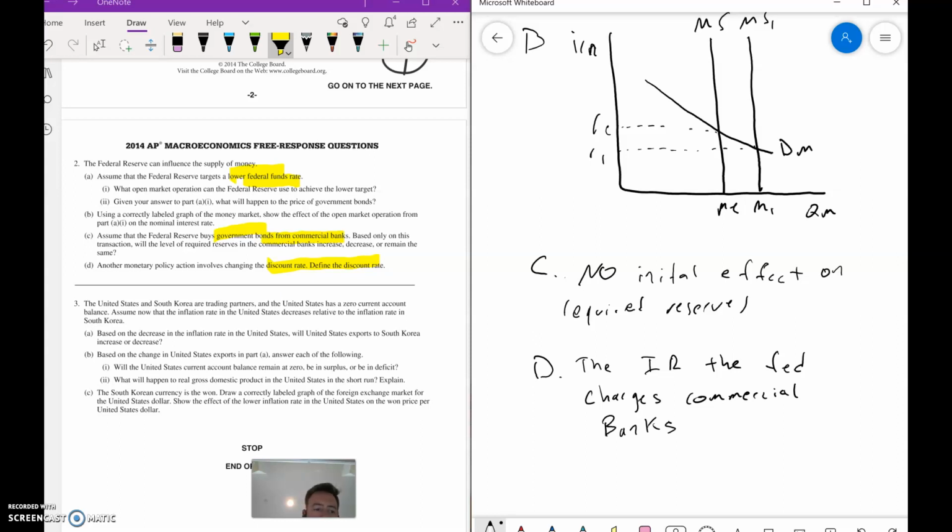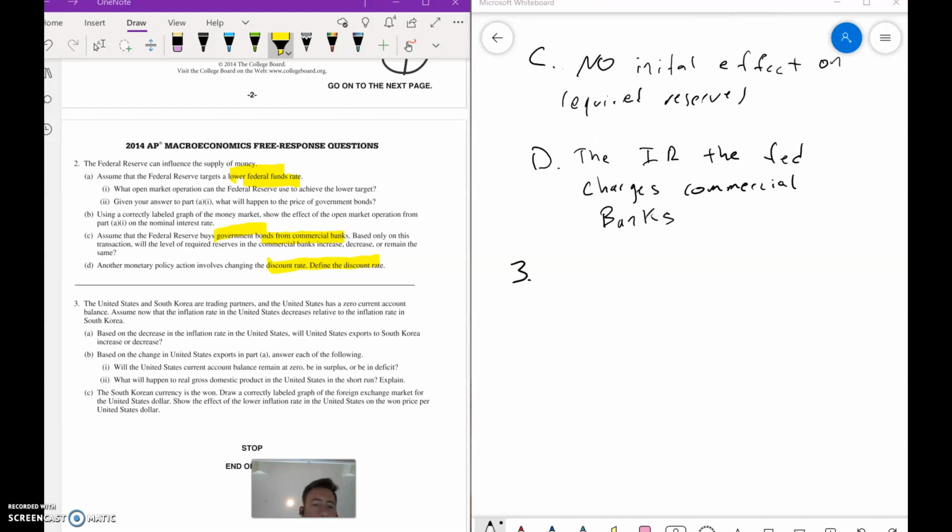Let's go on to number 3. Number 3, if you did it, good. I hope you did it, even though it will not be on the AP test for you. But I'm going to go over it with you anyway, because it has a couple things that could appear, which are exports. So it says U.S. and South Korea are trading partners. U.S. has a 0 account balance.